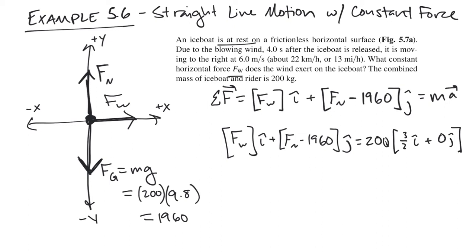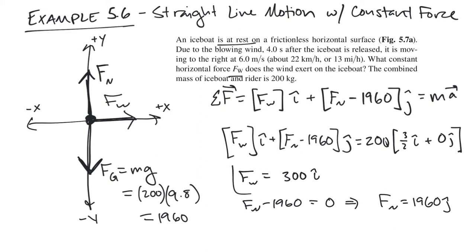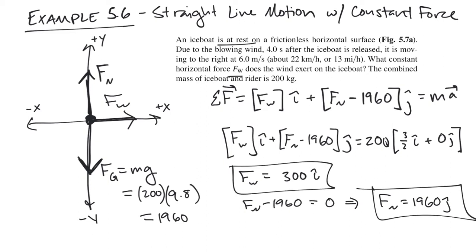Now we just have to set these things equal to each other. The force of the wind i hat has to be 200 times 3/2 i hat, so that's 300 i hat. And then force normal minus 1960 has to equal 0, and that's all in the j hat direction. So force normal equals 1960 j hat. So there's your force of wind. You've also got the normal force, which you didn't really need, but you could solve for anyway.